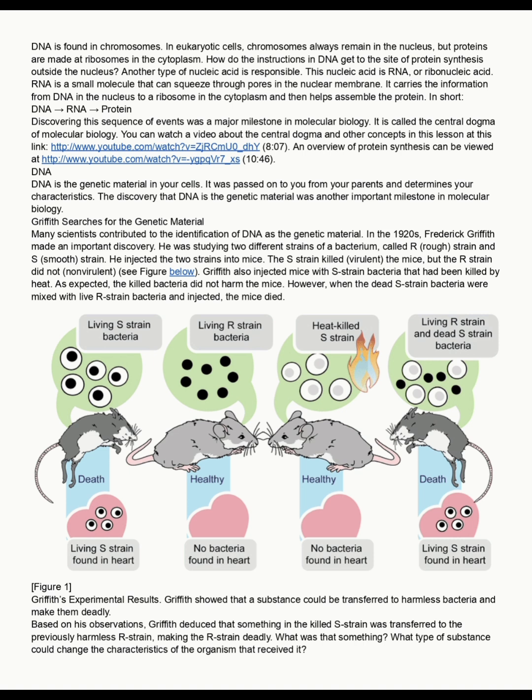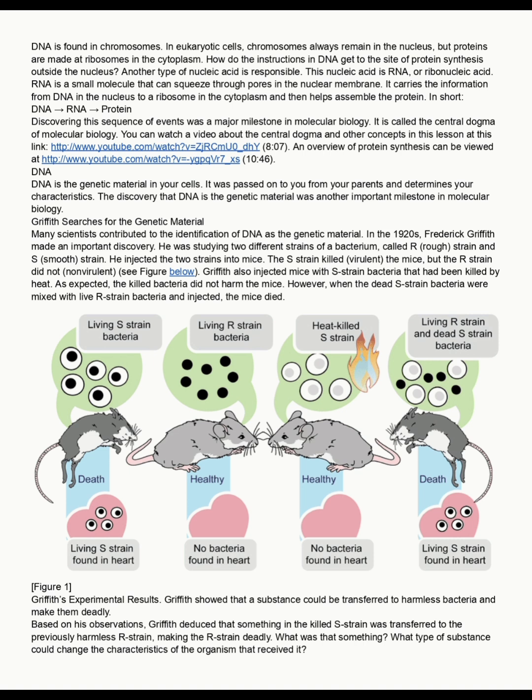In the 1920s, Frederick Griffith made an important discovery. He was studying two different strains of a bacterium, called R, the rough strain, and S, the smooth strain. He injected the two strains into mice. The S strain killed the mice (virulent), but the R strain did not (non-virulent). Griffith also injected mice with S strain bacteria that had been killed by heat. As expected, the killed bacteria did not harm the mice. However, when the dead S strain bacteria were mixed with live R strain bacteria and injected, the mice died.